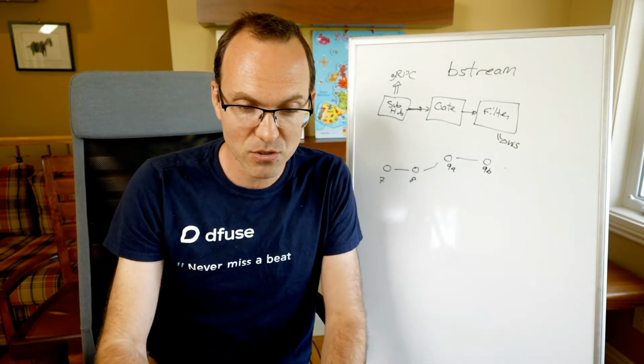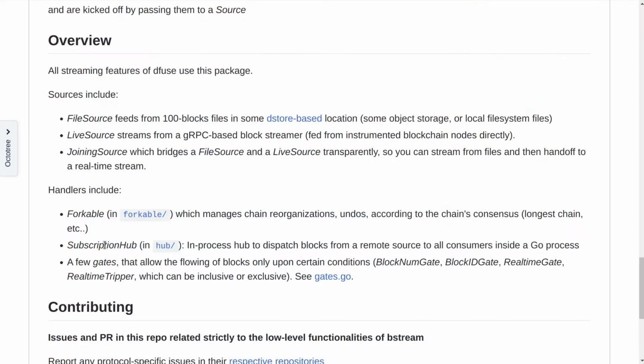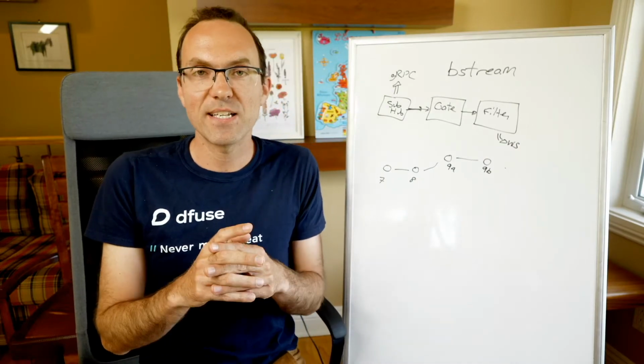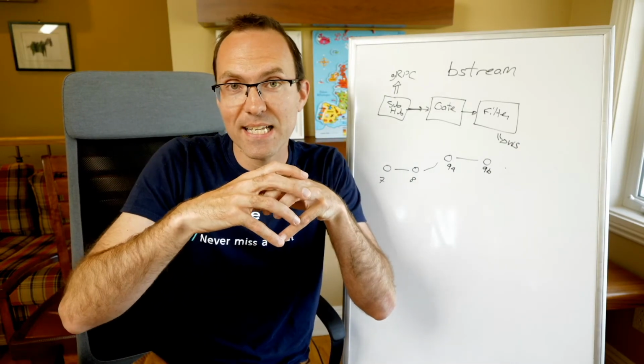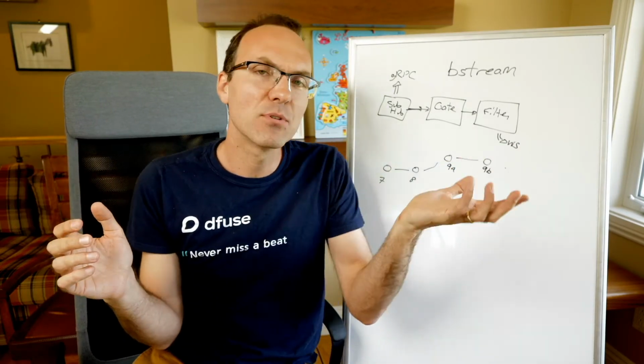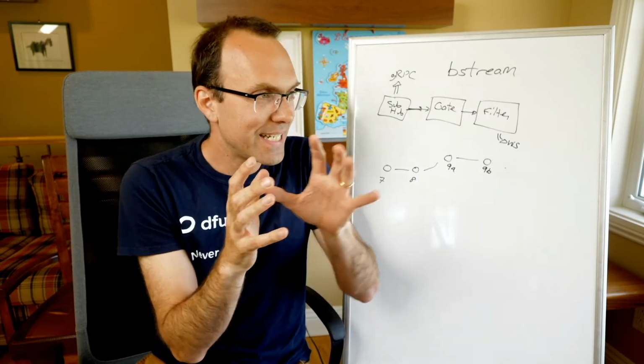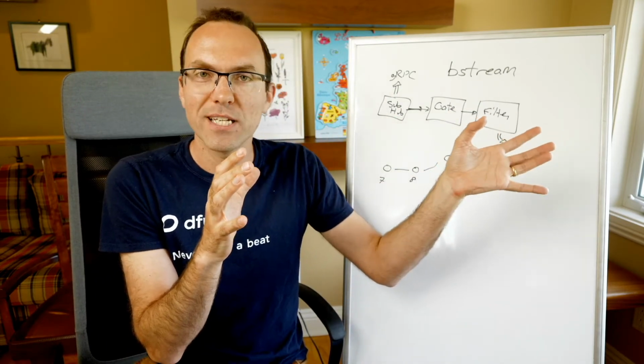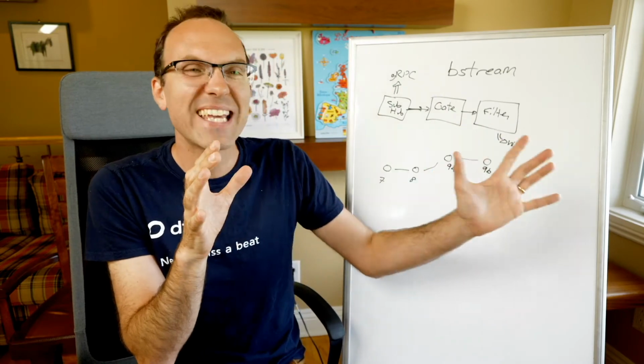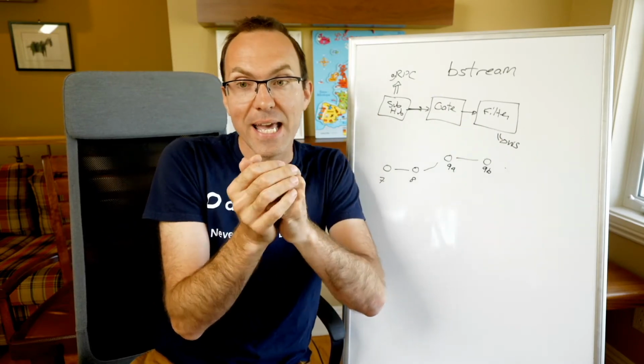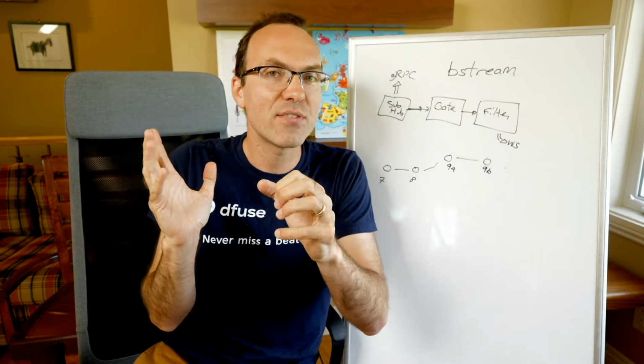The other thing here I wanted to introduce is the subscription hub. The subscription hub is a simple in-process fan-out system, similar to the relayer we'll see later, but it connects on one side to what we'll call an internal source. Somehow it gets blocks from whatever, and then it offers that as a live source locally.